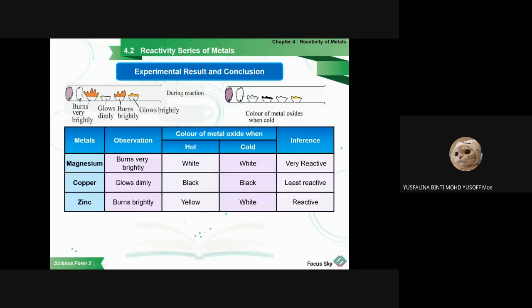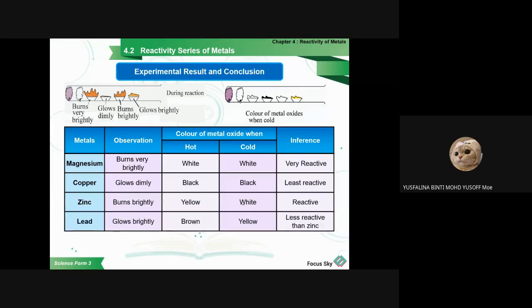So this is actually the experiment when the magnesium reacts with the oxygen. You can see the magnesium burns very brightly. You already saw the video. So it means it is very reactive, and the copper just glows dimly, which means it is less reactive. The zinc burns brightly, so it is reactive. But lead just glows brightly, and it is less reactive than zinc.